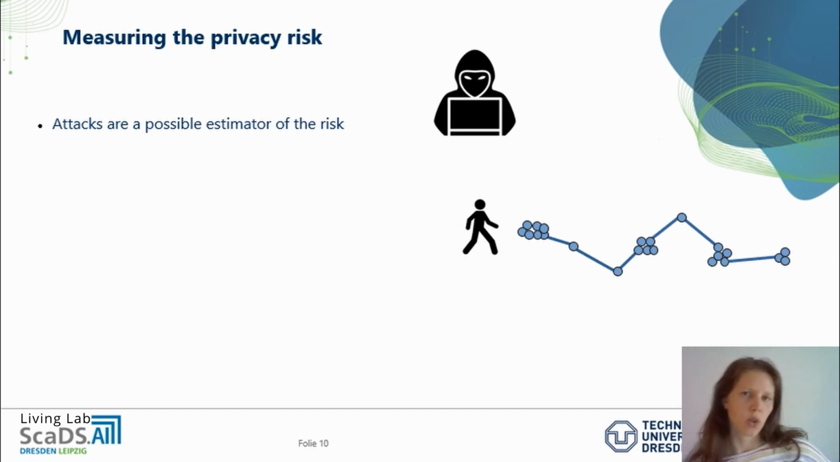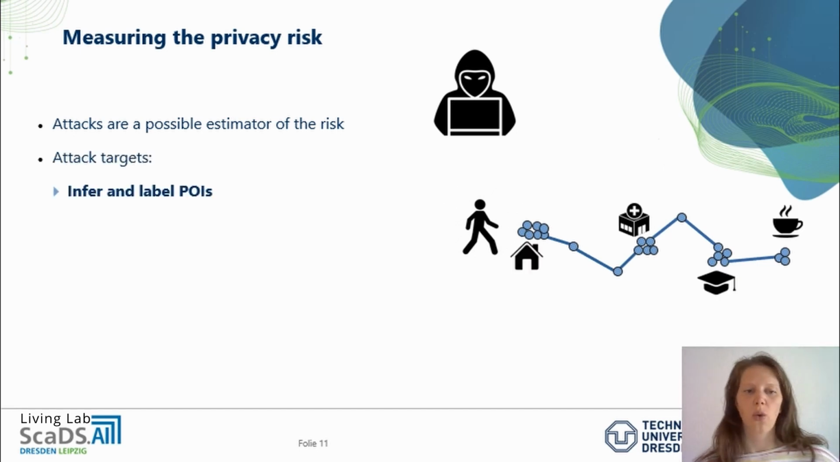And one way to measure the privacy risk is to run attacks. We can see here already an adversary who has gained access to the location trace of a person. The first thing that an adversary might do is to infer where the actual points of interest are in the location trace. And in a second step, the adversary might try to find out what these points of interest mean, so to label them.